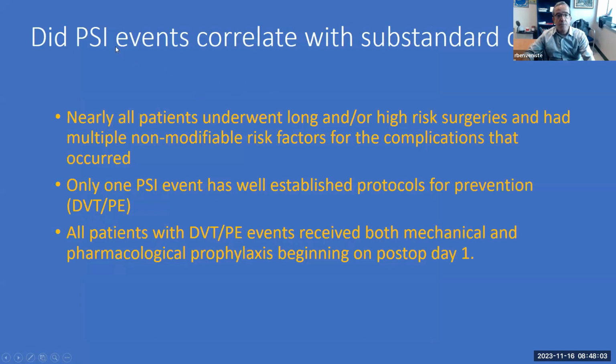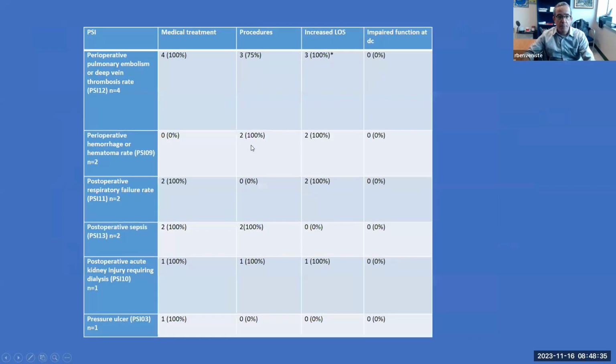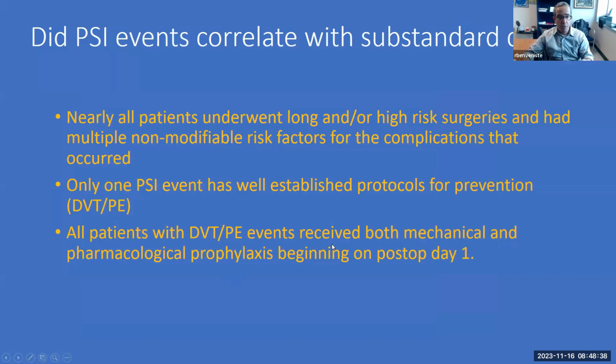And did these patient safety indicator events in neurosurgical patients correlate with substandard care? I can say kind of subjectively, nearly all of these patients were very, very high risk for the complications that occurred and had multiple non-modifiable risk factors for these complications. Only one PSI event has well-established protocols for prevention, that's DVT. Every single patient of our 4 who actually had valid DVT-PE had both mechanical prophylaxis and heparin beginning on post-op day 1. So these were not breaches in standard of care.